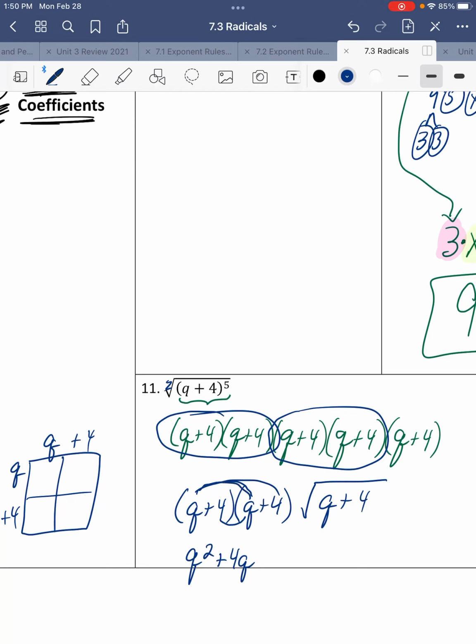So I did q times q is q squared. Q times 4 is 4q. 4 times q is 4q. And 4 times 4 is 16.